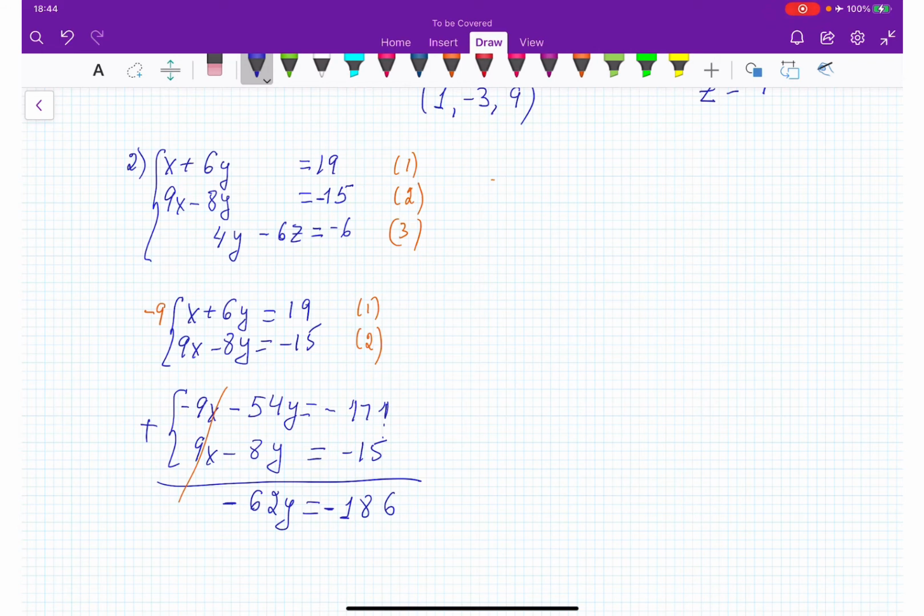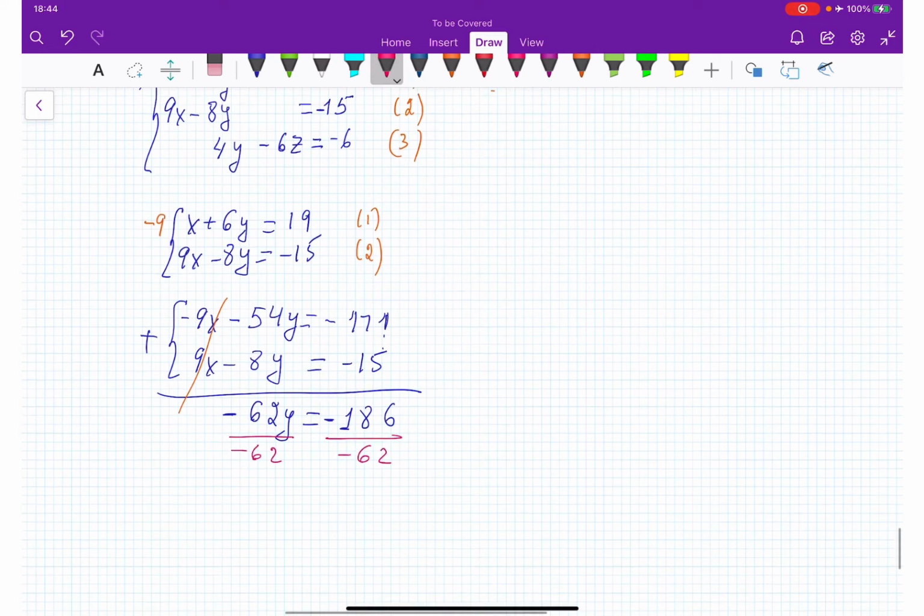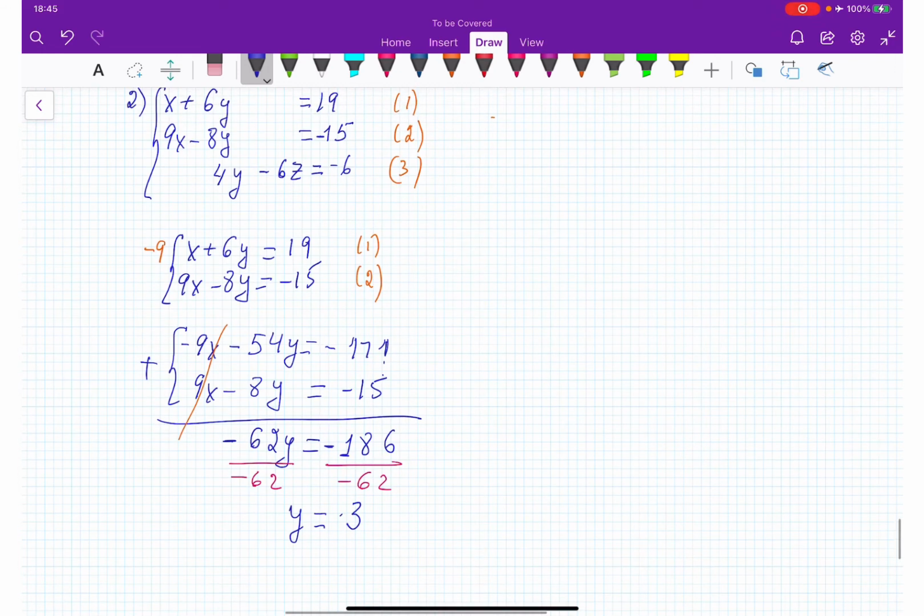So will I get a whole number if I divide? Let's see, 3 times 2 is 6, 3 times 6 is 18. That's right. So I am dividing by negative 62, and I get y is equal positive 3. Okay. Once we got y is equal positive 3, see how easy it is? Plug into problem number 3.